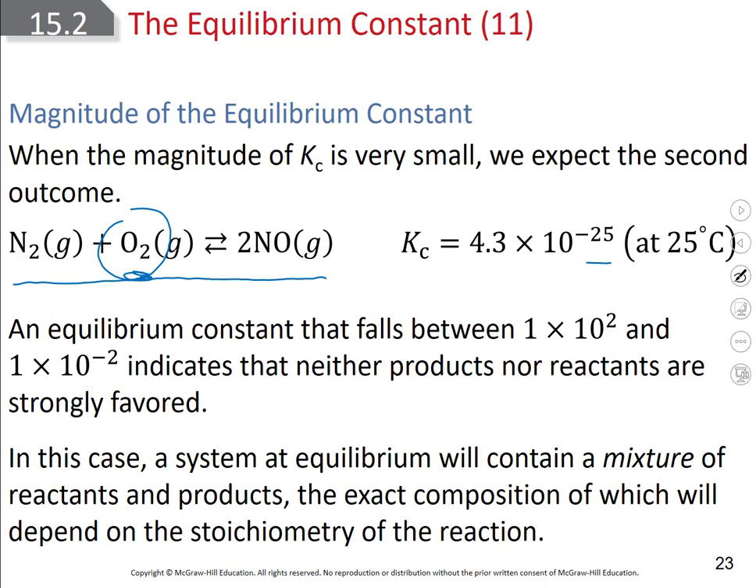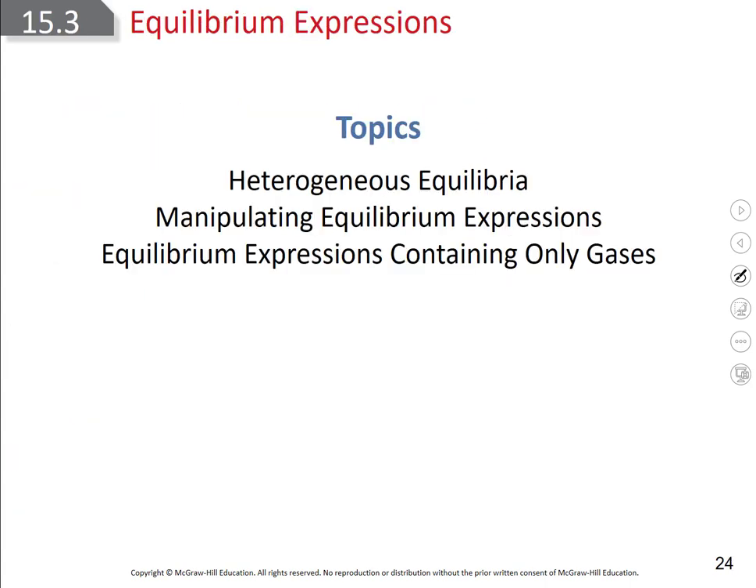So the one that we did where we calculated and found that it was 220 was our Kc. Because that's a power of 10 to the second, I'd say that would be that third possibility. At equilibrium, you have a comparable mixture of reactants and products. All right.